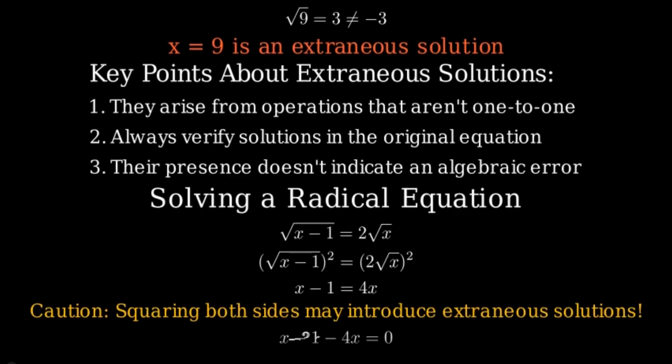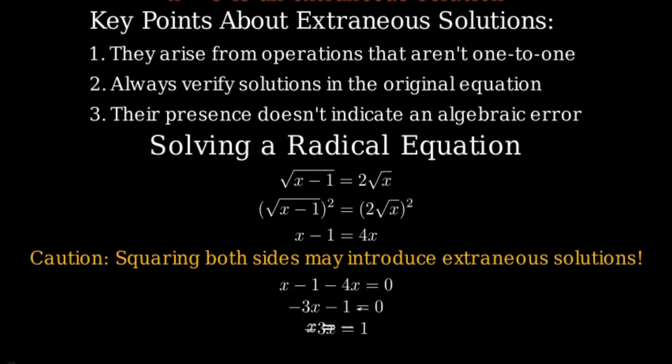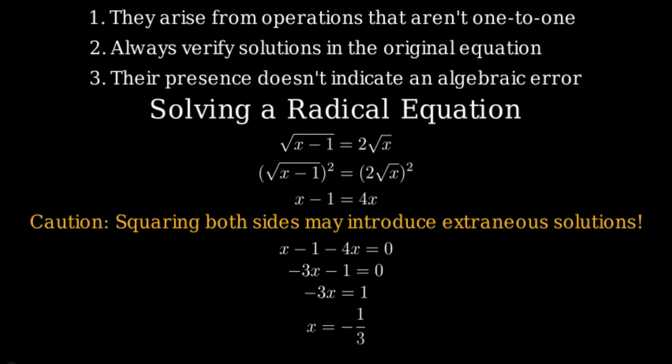Now, we solve for x by subtracting 4x from both sides. x minus 1 minus 4x equals 0, combining like terms. -3x minus 1 equals 0, solving for x. -3x equals 1, x equals -1/3.